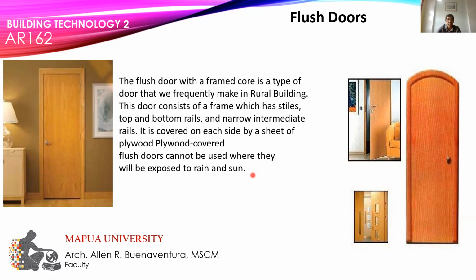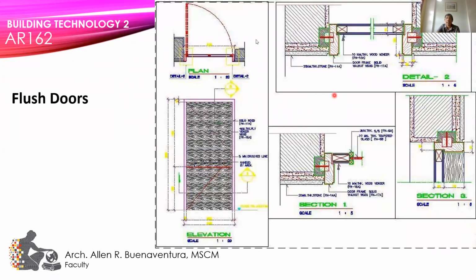Okay, so this is a section of a flush door. As you can see, there is a frame, and there are boards that you lay on the frame. So this is very easy to construct. This is not recommended to be exposed to weather. If you use a flush door, you will use it inside the house. It cannot be used for a main door because of the material. But if you use a weather resistant material, maybe it can last for a few years.